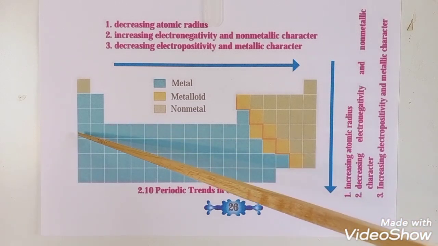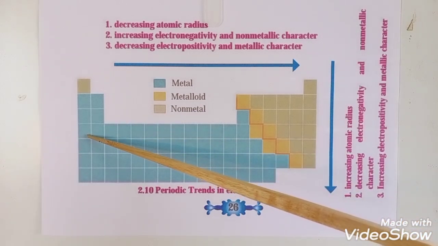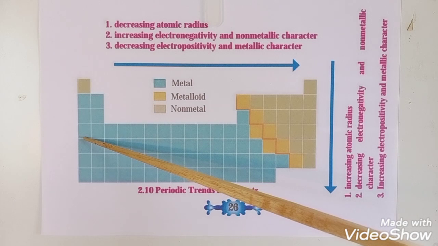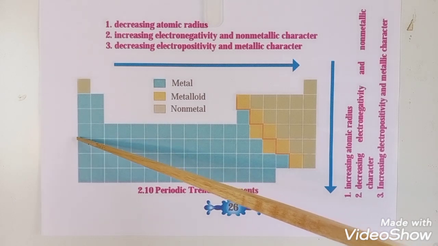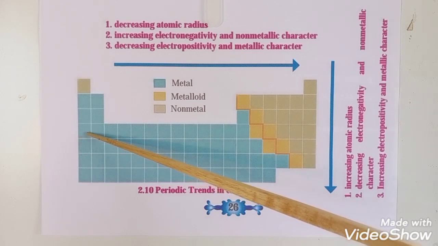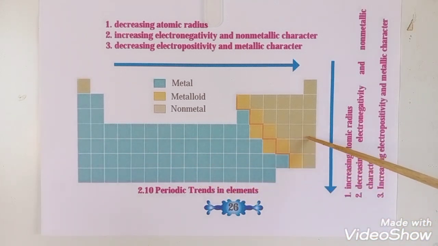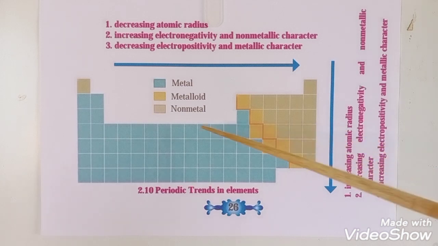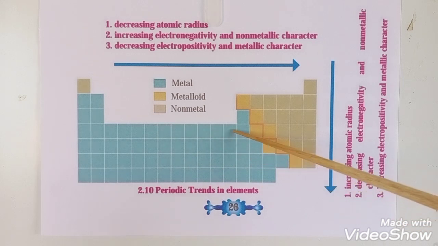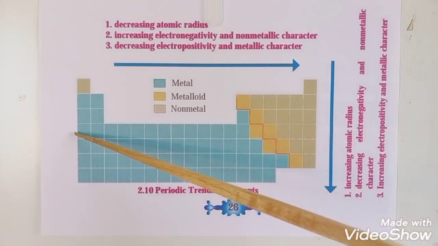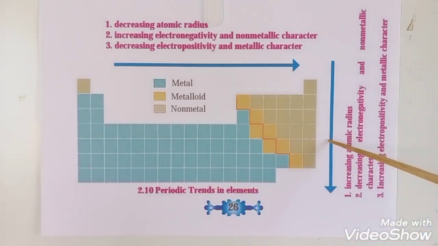Therefore, at the extreme left of the periodic table, the element will be more electropositive, and to the right will be more electronegative. Okay. Therefore, metallic character will go on decreasing as we move from left to right.